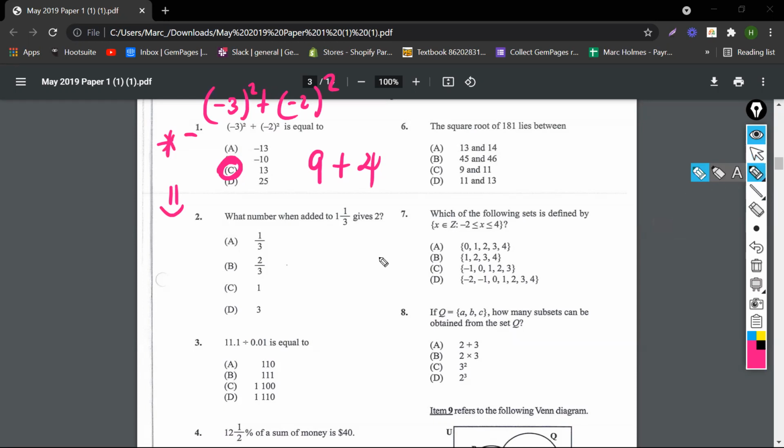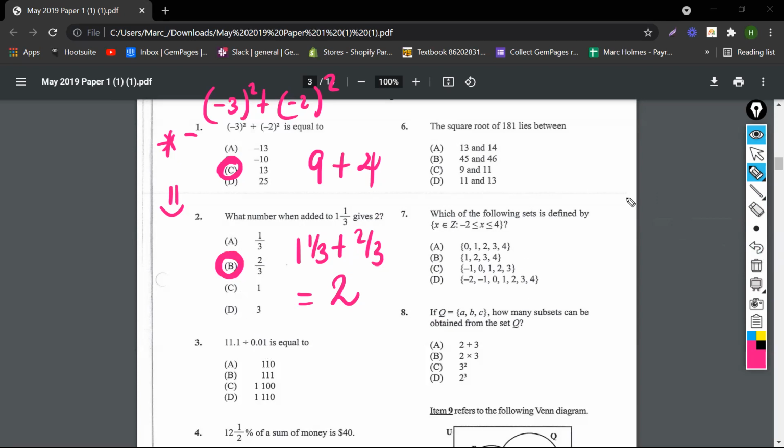Let's look at number 2 now. It says, what number when added to 1 and 1/3 gives me 2? Well, that's really easy, guys. Clearly, if I add 2/3 to 1 and 1/3, I'm going to end up with 2. So the answer is definitely 2/3. Multiple choice is really easy, guys.